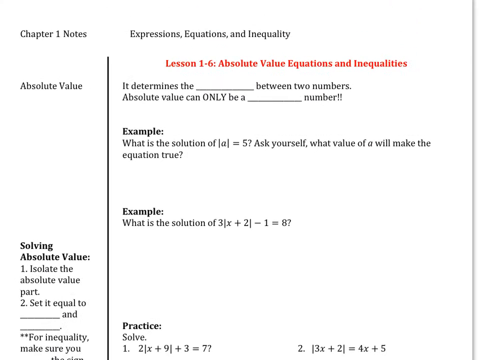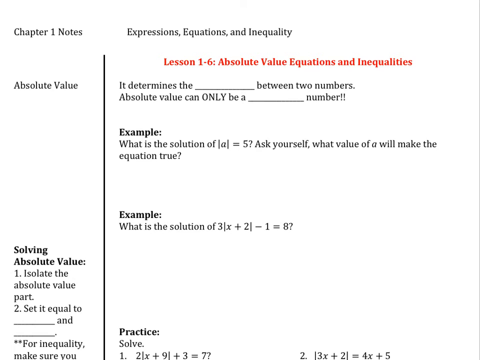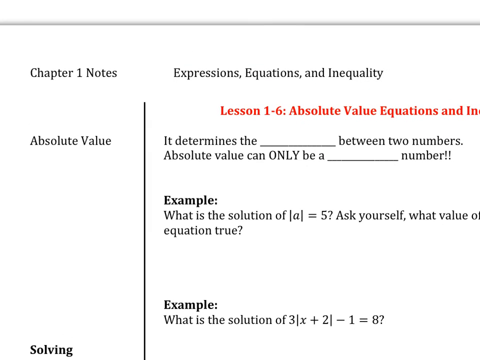Now we're going to look at lesson 1.6. So in lesson 1.6, we're going to quickly review the absolute value equations and inequality. So absolute value is a way of determining the distance between two numbers. And as you probably have already known, that absolute value can only result in a positive number.